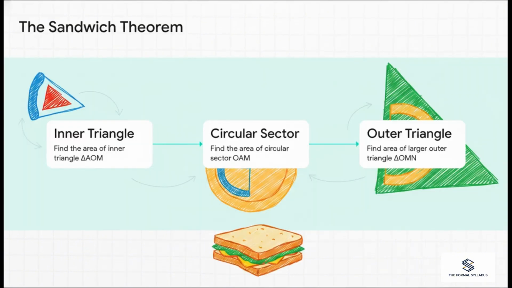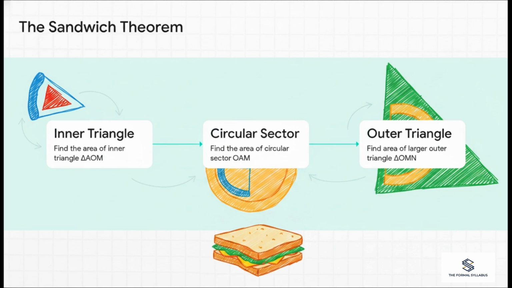We can actually visually prove this step by step using a unit circle and something called the squeeze theorem, though it's often affectionately known as the sandwich theorem. Picture a slice of pizza, a circular sector. We can visually trap this pizza slice between 2 triangles.